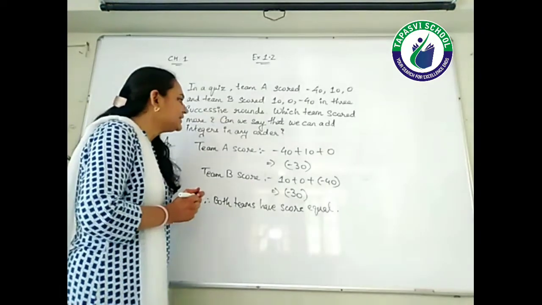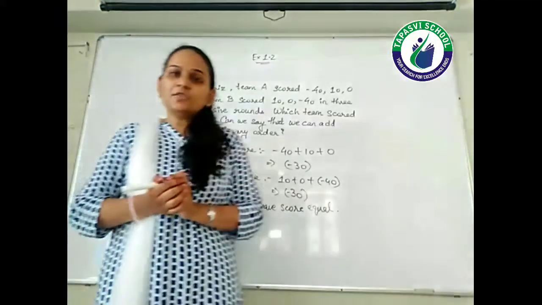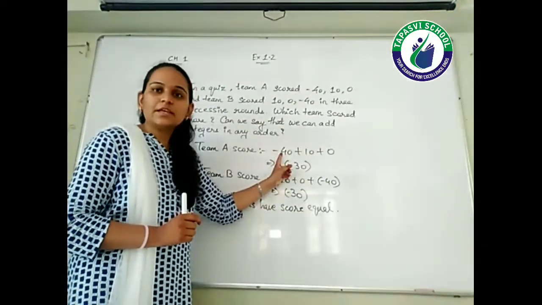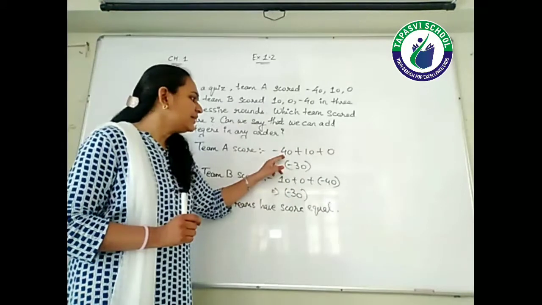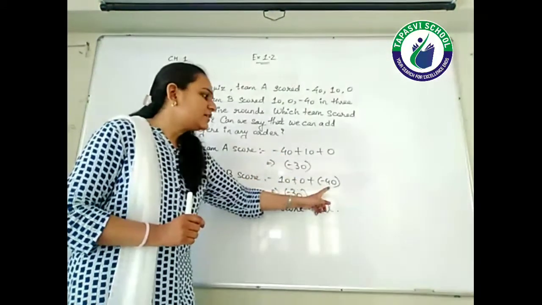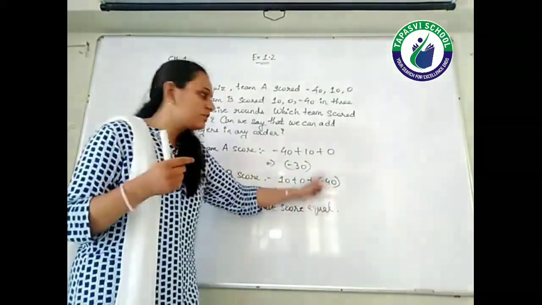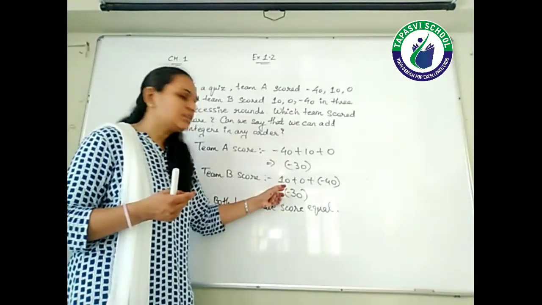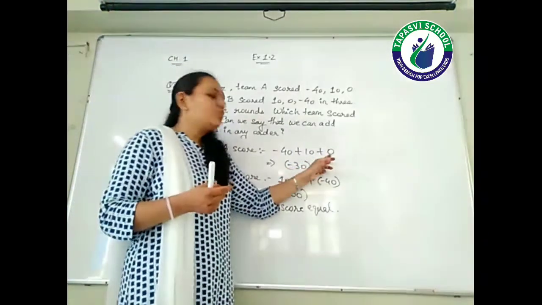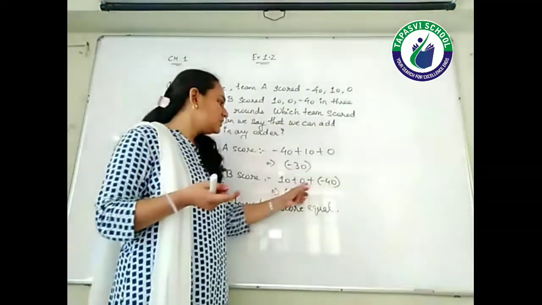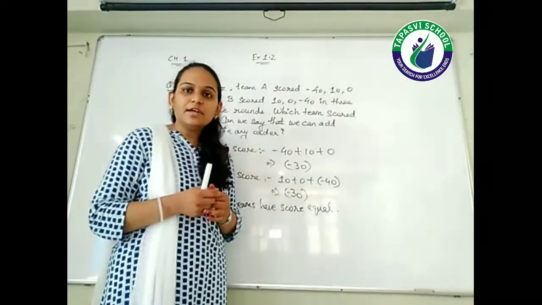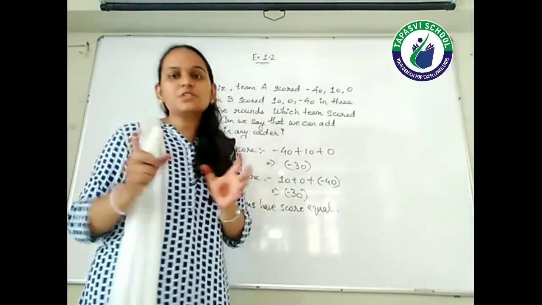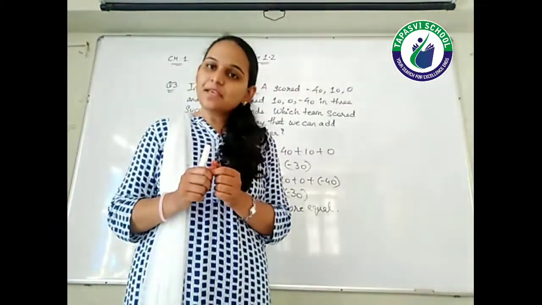that we can add integers in any order, right? You just have a look at these scores. Minus 40, team A is scoring in the first round, while team B is scoring it in the third round. 10, team A is scoring in the second round, here it is scoring in the first round. 0, team A is scoring in the third round, so here the 0 is scored in the second round, right? So you just see that the order is only changed, but the answer remains the same.